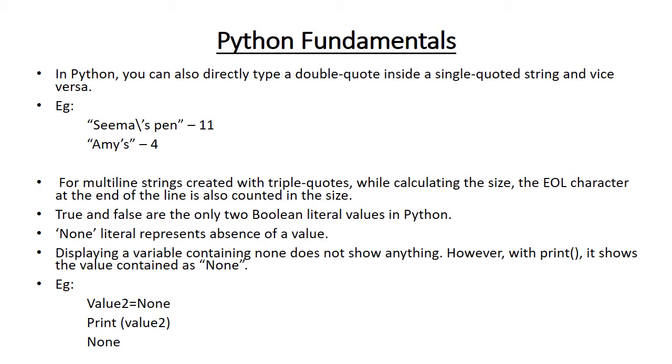True and False are the only two Boolean literal values in Python. The None literal represents the absence of a value. Displaying a variable containing None does not show anything. However, with the print statement, it shows the value contained as None. For example, value2 is equal to None. That means nothing is assigned to value2. Print value2. You will get the answer None.